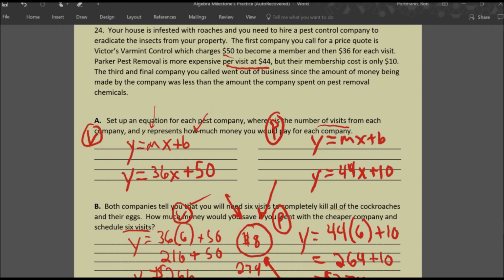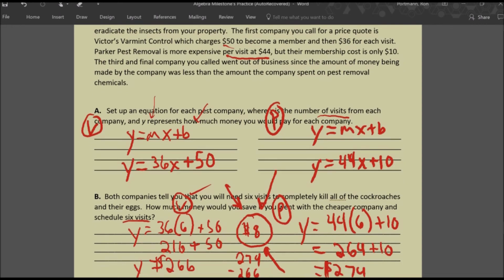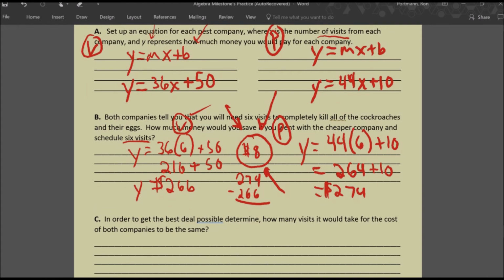Okay. So part C says, in order to get the best deal possible, determine how many visits it would take for the cost of the companies to be the same. I've said it over and over again, the key word here. I'm going to circle it 50 times. Same. What does same mean? In math, like if I said your money is the same as mine, what symbol would you put in there? Same is equals. So we want to set both companies equal to one another.